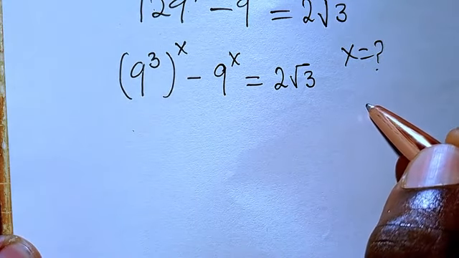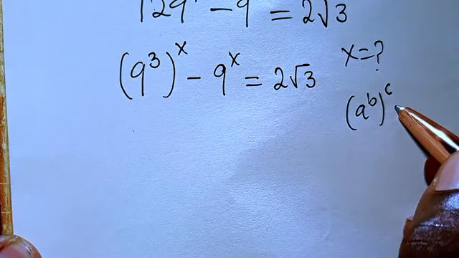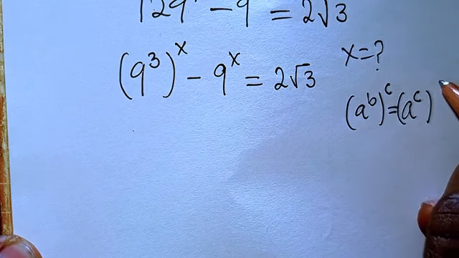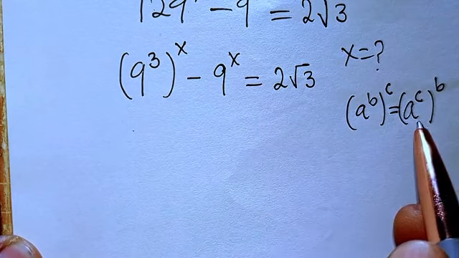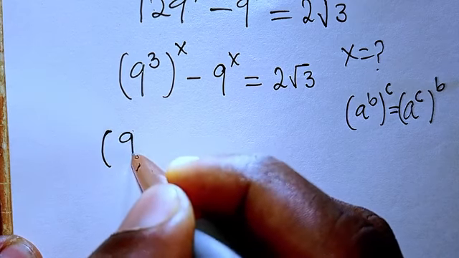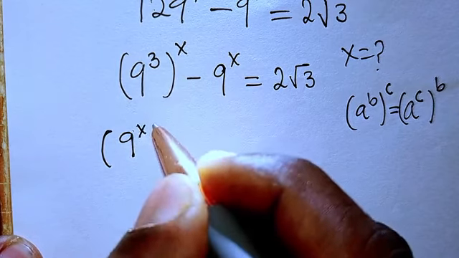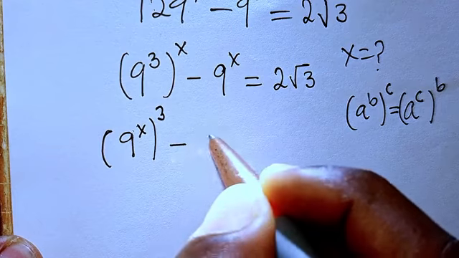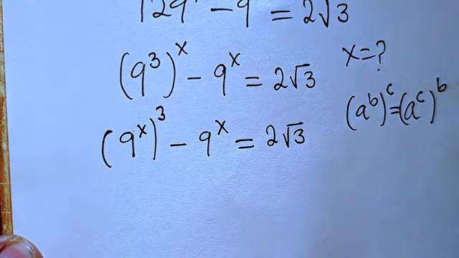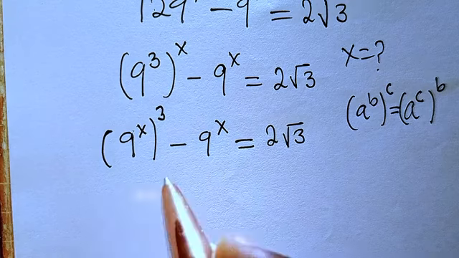From the law of indices, if a to the power of b, all to the power of c, can be written as a to the power of b times c, you take b outside. So I'm going to use it here by having 9 inside, then putting x and 3 outside, we have 9 to the power of 3x minus 9 to the power of x equals 2 root 3. Are you following?